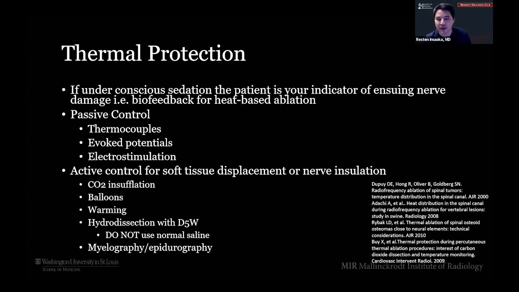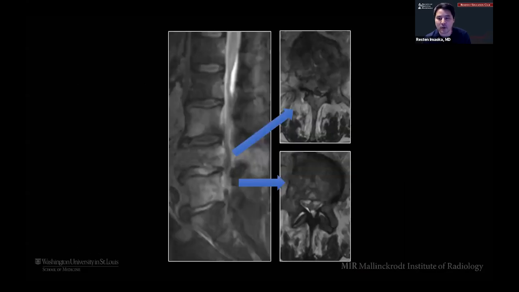It is important to remember that if you're doing any hydrodissection, you do want to use D5W because saline is ionic. RFA is going to go through that ionic fluid. It's going to use that as a conduit, and you're going to basically extend your ablation zone to places you don't want to go. And then if you're really in the spine, close areas, you're talking about myelograms, epidurograms, things like that to displace the cord.